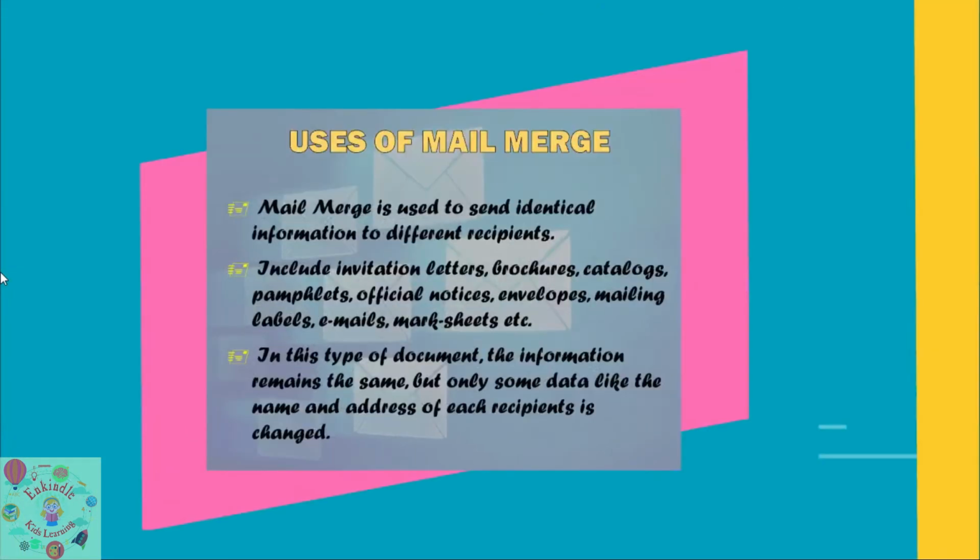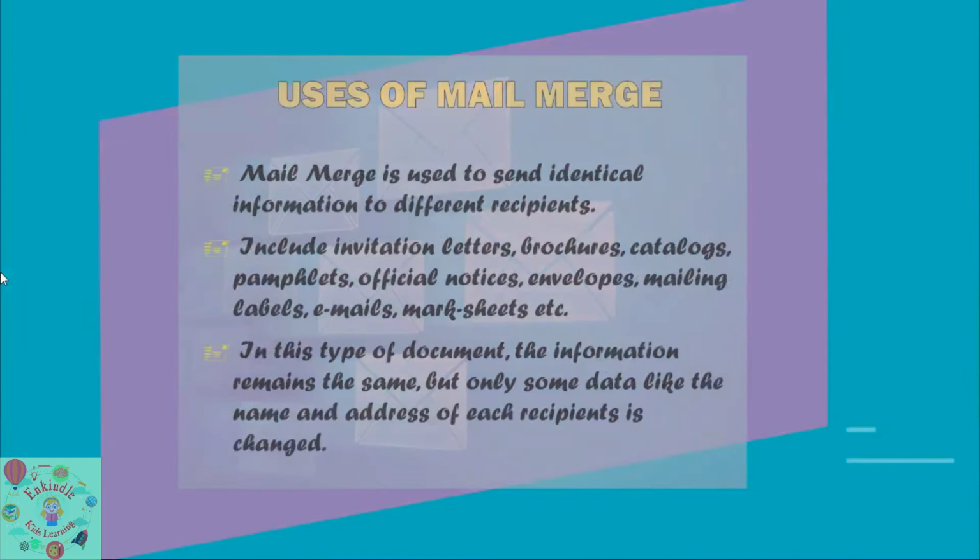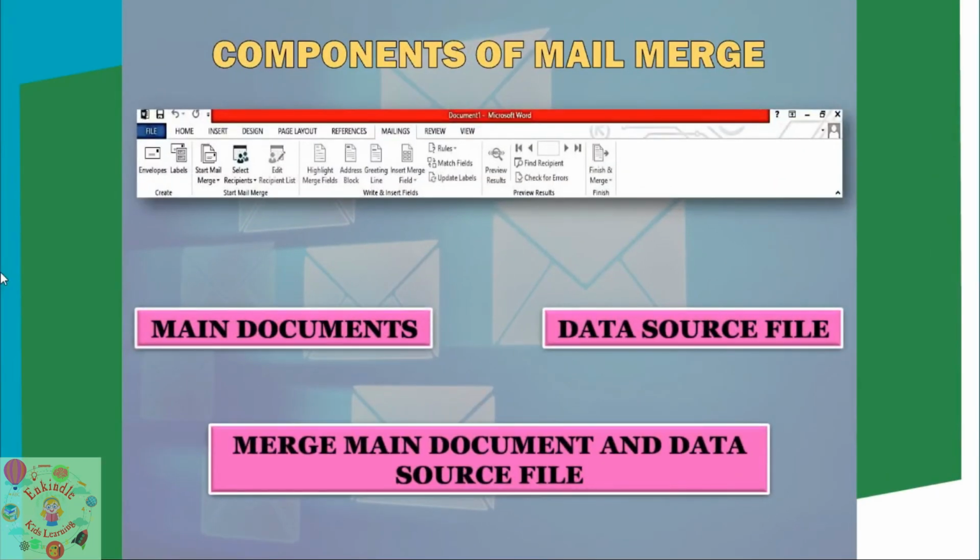Now we'll see the uses of mail merge. Mail merge is used to send identical information to different recipients. Examples include invitation letters, brochures, catalogs, pamphlets, official notices, envelopes, mailing labels, emails, mark sheets, etc. In this type of document, the information remains the same, but only some data like the name and address of each recipient is changed.